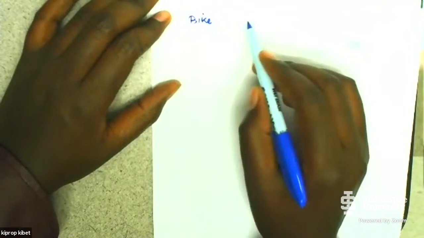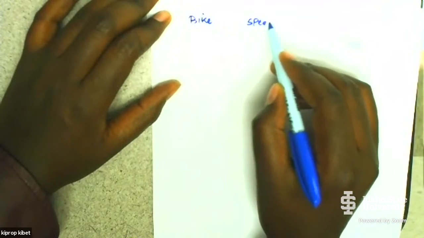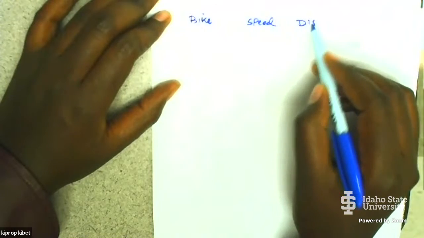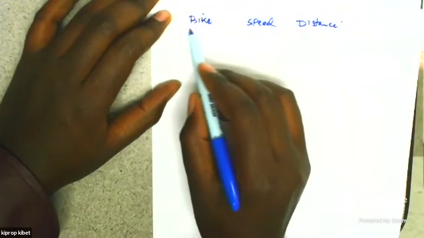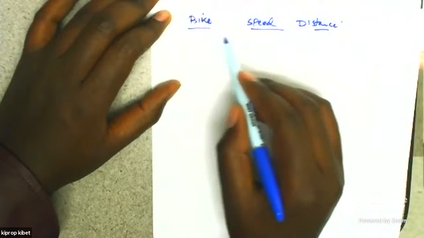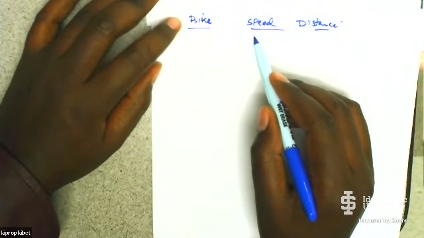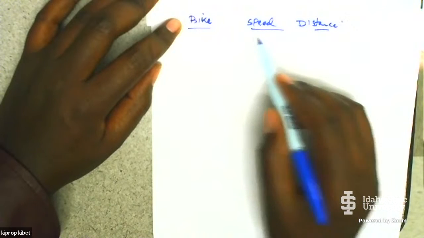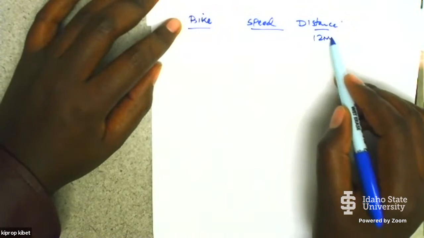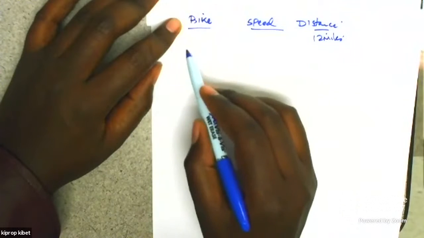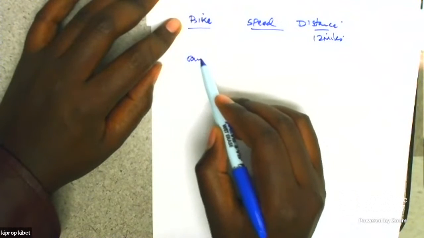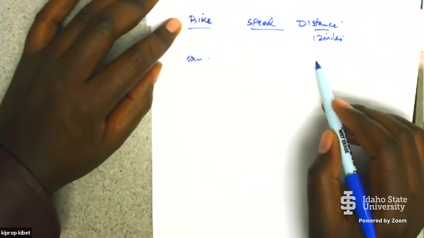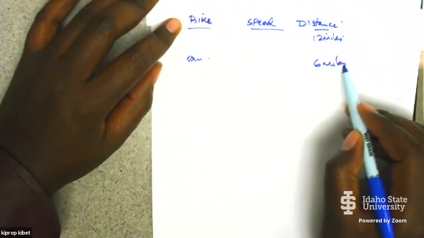And then you can say here the speed. Start here. So biking will take the speed of, so distance is 12 miles. And then running, it will take distance of 6 miles.